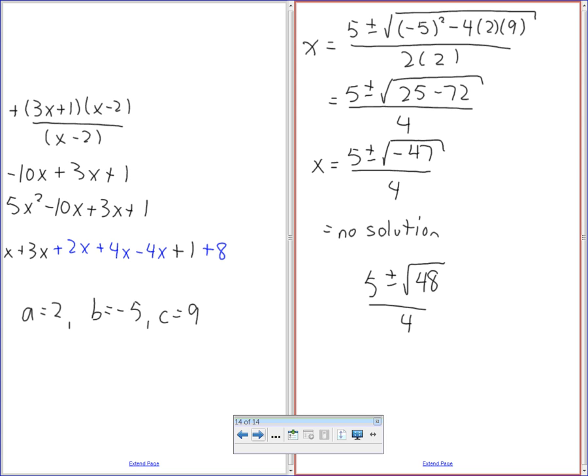What's that? 6 times 8? No, sorry, let's work together. How does 48 break down? 4 and 12. 4 and 12, good, but there's a better one. How else can 48 break down? 4 and 12 will work, but there's a better one than that. 2 and 24 will work, but no. Why is 24 not good? It's not a nice square root. 3 and 16, okay? So I'm going to call that 5 plus or minus.